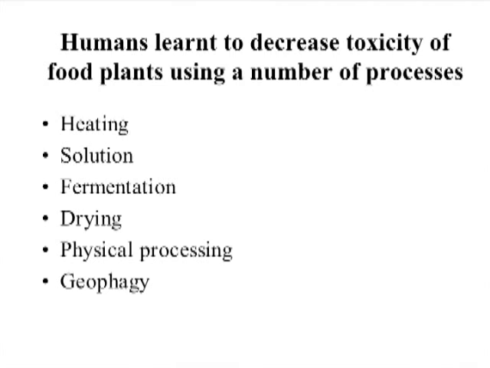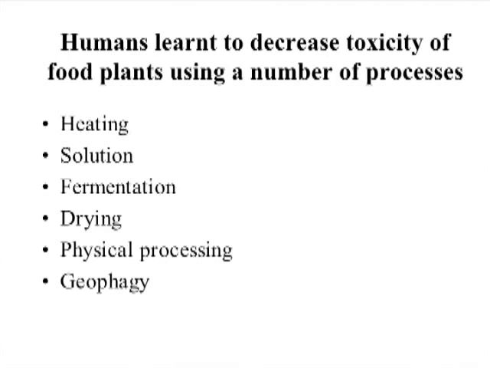Another thing to keep in mind is that not only have humans learned to take advantage of these different things that plants produce for their own benefit, not only are we very opportunistic, but we have also learned to change and to manipulate plants for our own benefit. Of course, we know that we've done that, and we've talked about this before in terms of selection for different characteristics in plants. But we've also learned, for instance, to decrease toxicity. Now, a lot of these chemicals in plants are toxic and are there as defenses. We've learned to decrease toxicity of food plants, for instance, by using a number of processes.